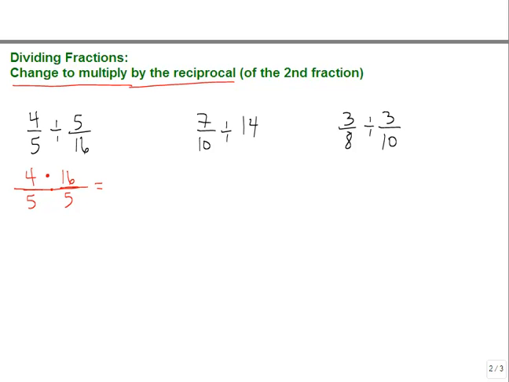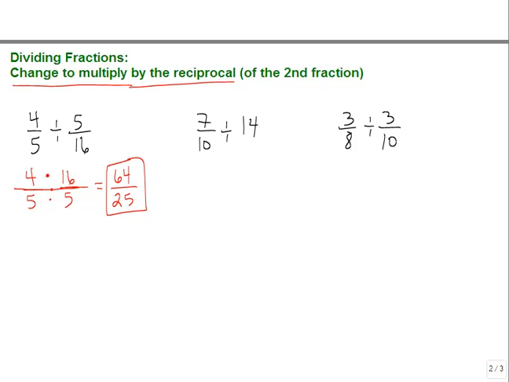So we're just going to go ahead and multiply. Top times top would be 64, and bottom times bottom would be 25. So my answer is 64/25, and I know it's reduced because we didn't have any common factors. Okay, let's try it again.